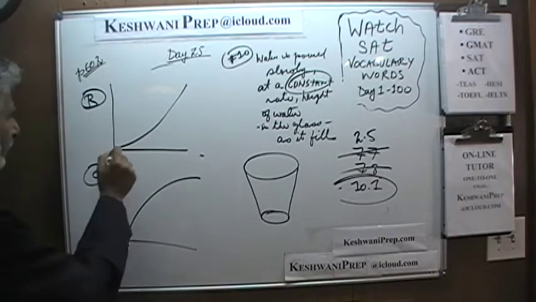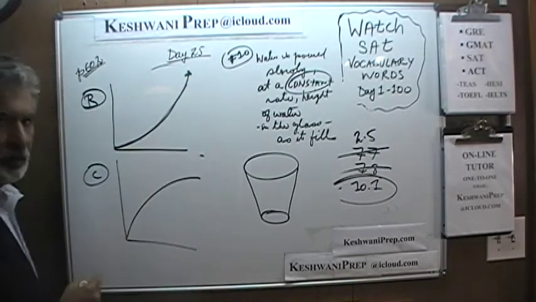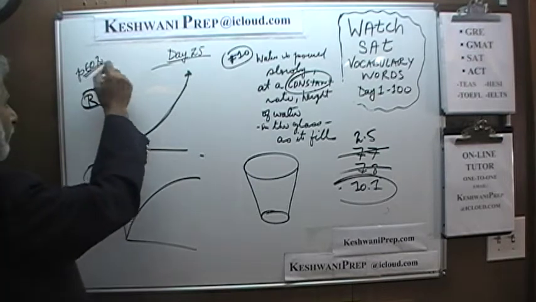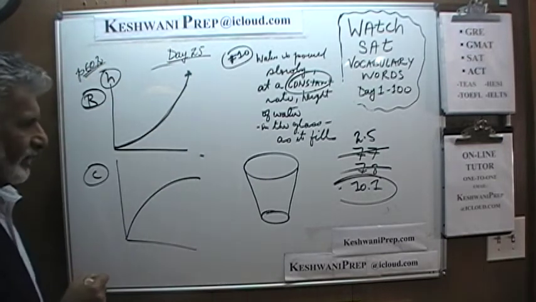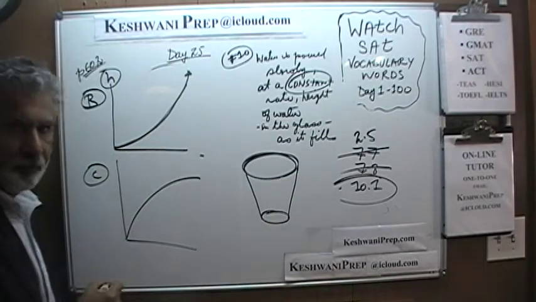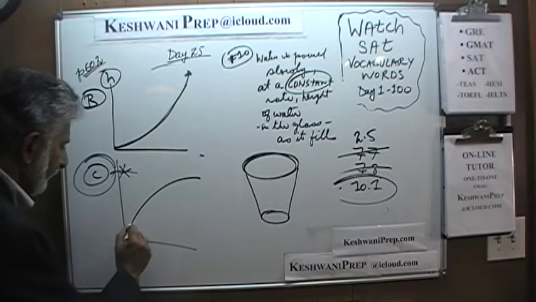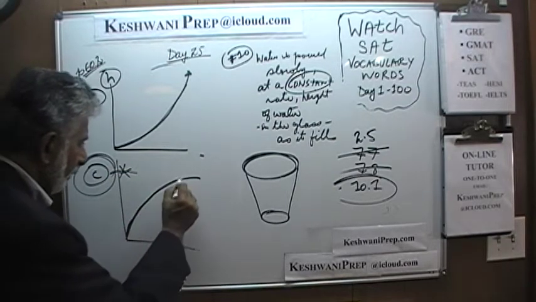In this case, the height begins to go faster as you pour in more water. The height here begins to rise faster. That is not the case. The height will begin to go slower because it's a bigger diameter on the top. The answer is C. The height will still go up, but it will go up at a slower pace.